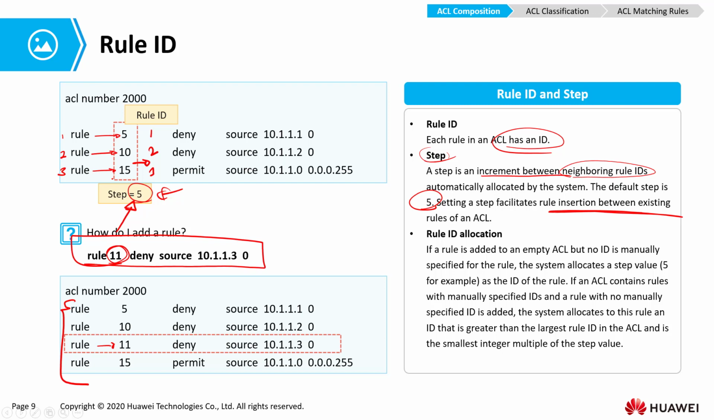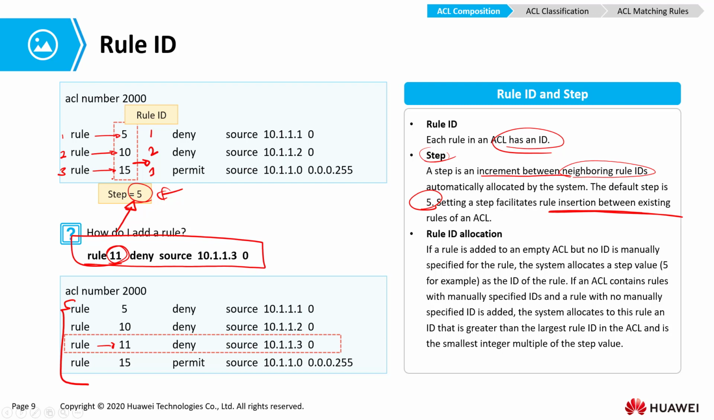So if a rule is manually added to an ACL but does not have a rule ID specified, the system will allocate that rule an ID that is greater than the largest rule ID in the ACL, but it is also the smallest integer multiple of the step value. That is what will happen if a new rule is added in the system.